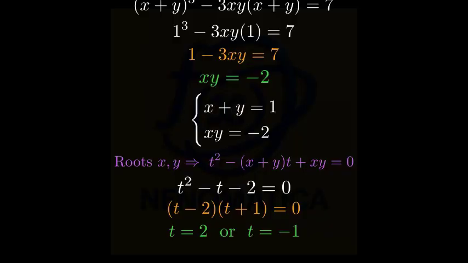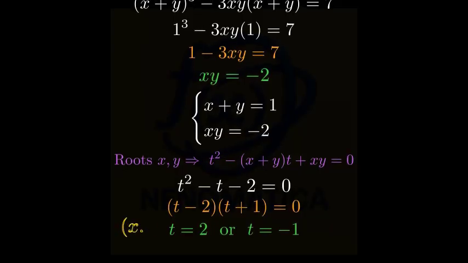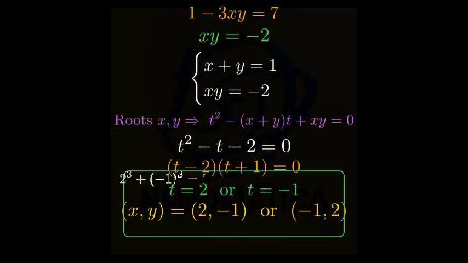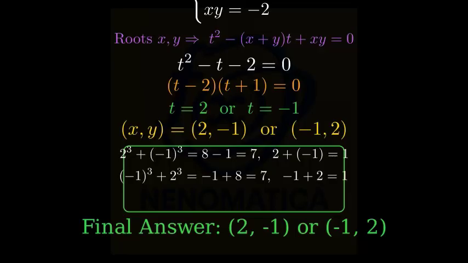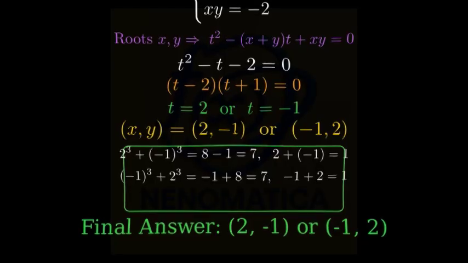Because x and y are the two roots, the solutions are the ordered pairs 2, negative 1 or negative 1, 2. We will list them and make a quick check of the original system. Final result: x equals 2 and y equals negative 1, or x equals negative 1 and y equals 2. This approach is powerful for symmetric systems. Use identities to convert to sum and product, then solve the companion quadratic.